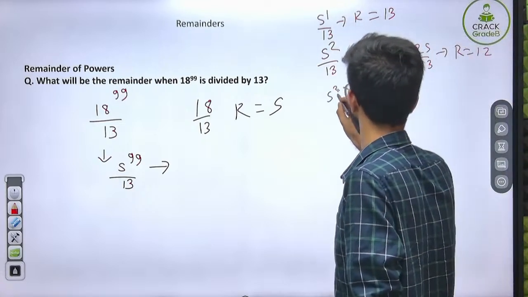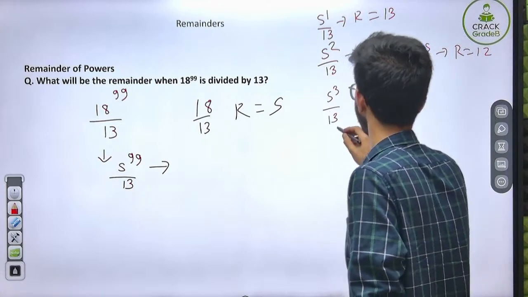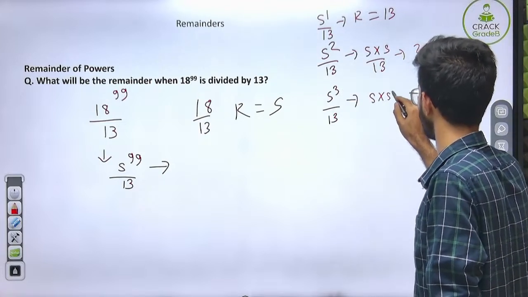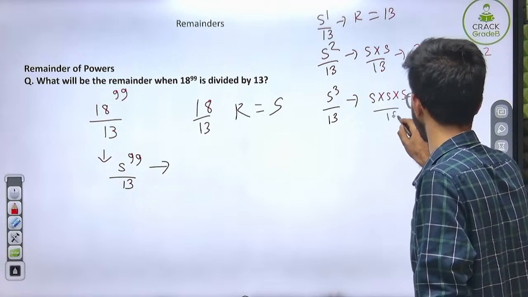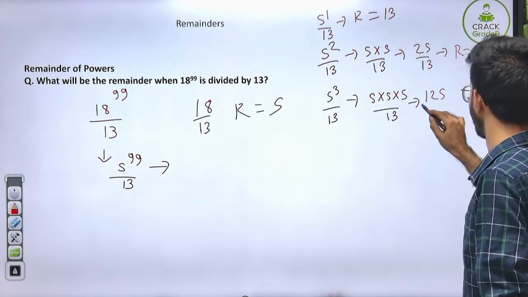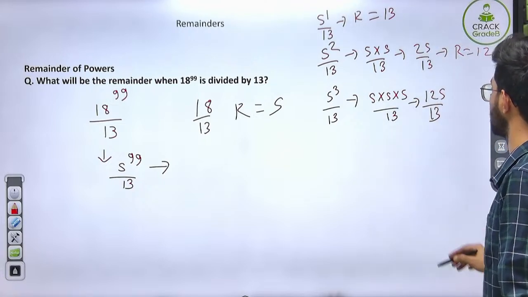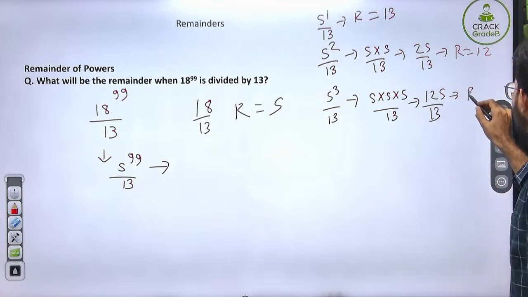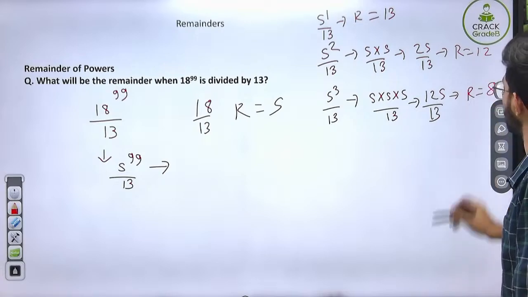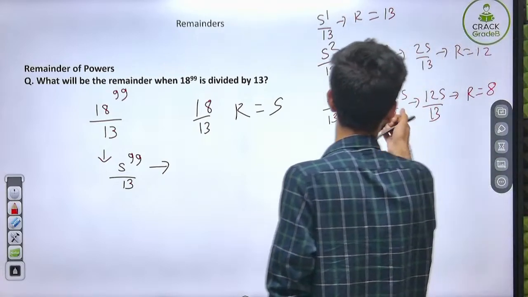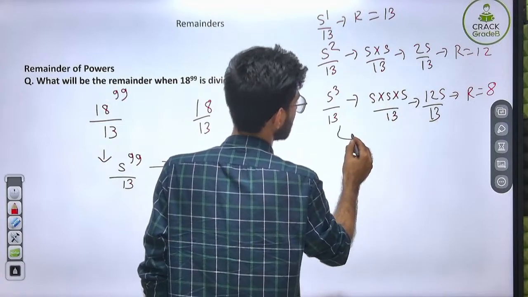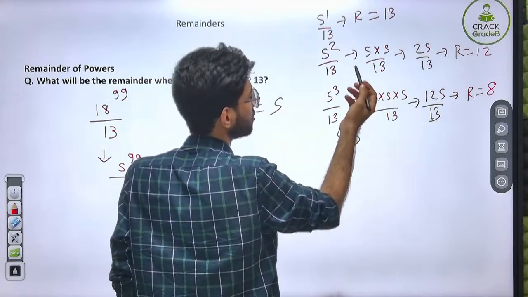If you solve it further, 5 to the power 3 by 13. You can write it in this way, 5 into 5 into 5 divided by 13. So 125 by 13. 5 to the power 3 is 125. And if you divide 125 by 13, you will get remainder that is equal to 8. But I will suggest you, why are we multiplying 5 into 5 into 5? I will suggest you that you don't need to do that.